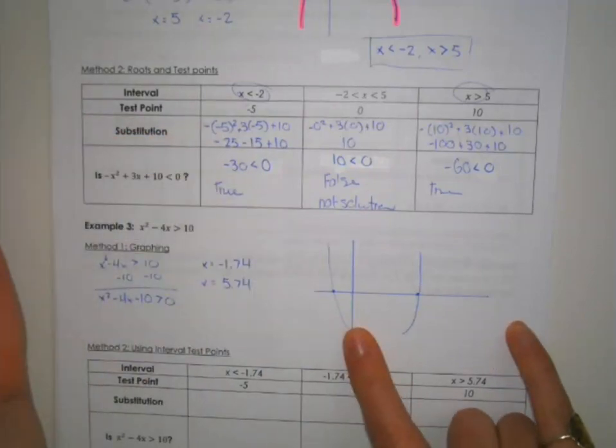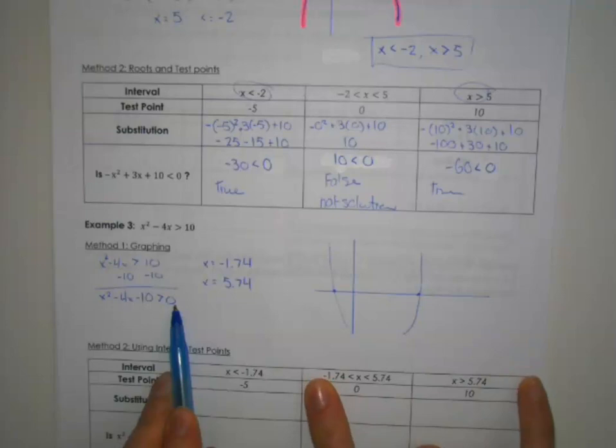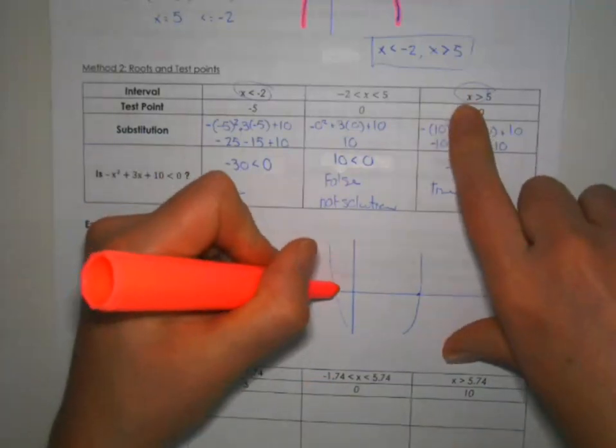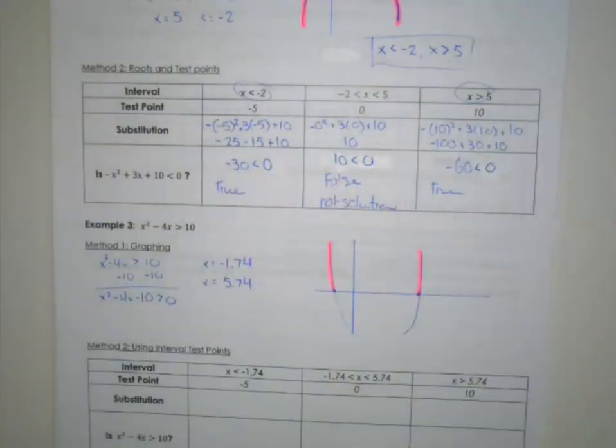Okay, so those are my values, and remember, for our inequality, we said that this is greater than 0, so that means it's going to be above our x-axis, so the components of our graph that are a solution would be here and here.